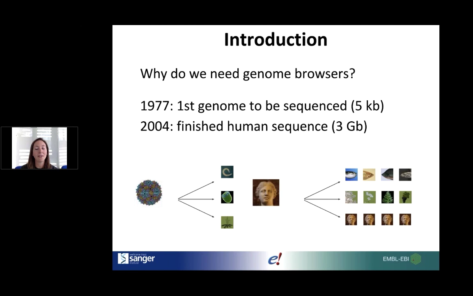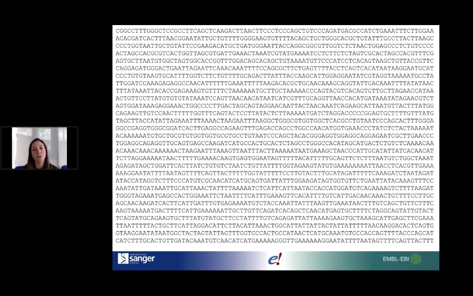So, my very brief introduction to Ensembl. First of all, Ensembl is a genome browser, but why do we need them? Very briefly, the first genome that was sequenced was just 5 kilobases. In 2004, the human genome sequence was released, and that was 3 gigabases. So each genome itself is a lot of data. Since then, we're creating a lot more genomes and duplicate genomes. Very recently, the 1,000 Genomes project was completed. So we're getting a lot of genome data, and this is what genome data looks like. It's pretty meaningless without further annotation.